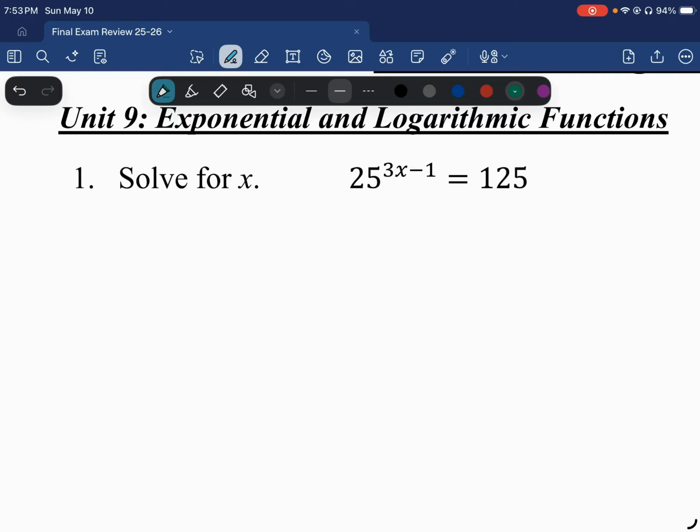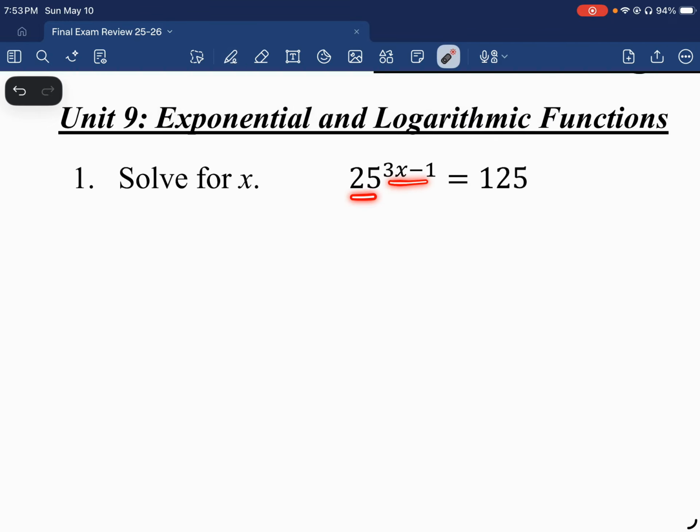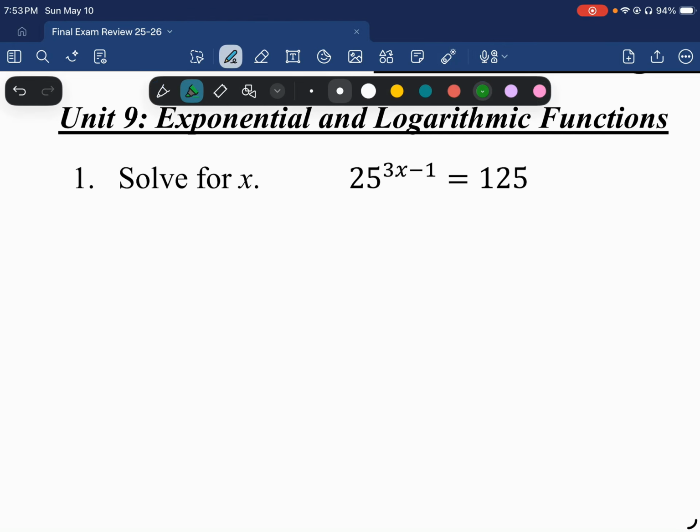We have an exponential function here because there is a base with an exponent. The way that you solve these first is you try to get the bases to be the same value. So right now we have two bases. We've got a base of 25 and a base of 125.